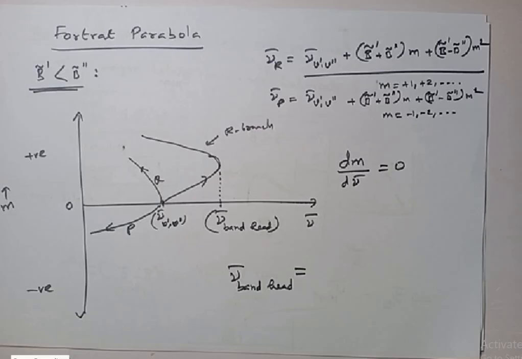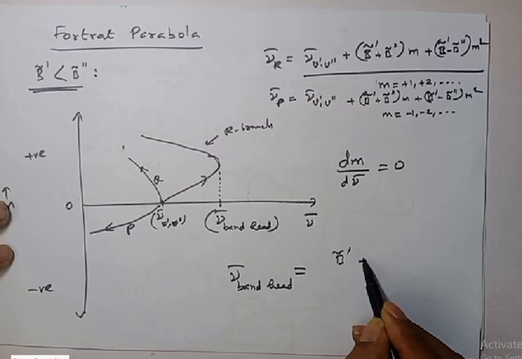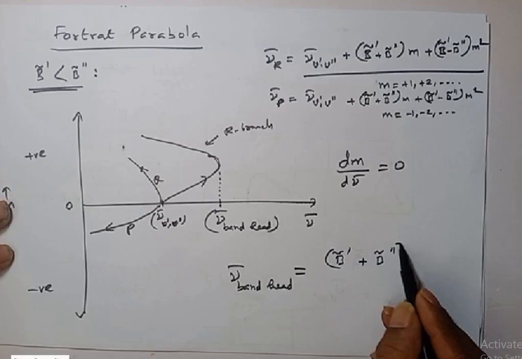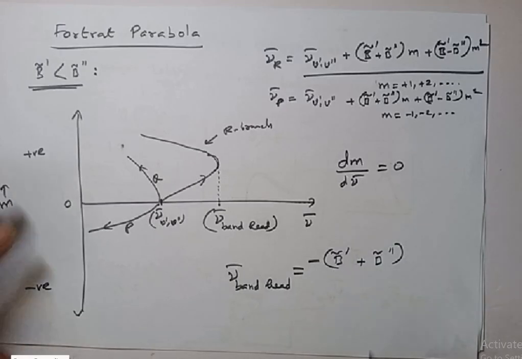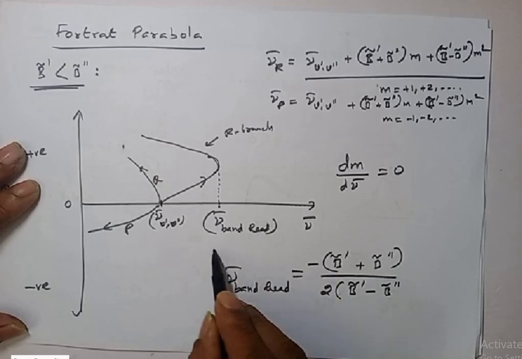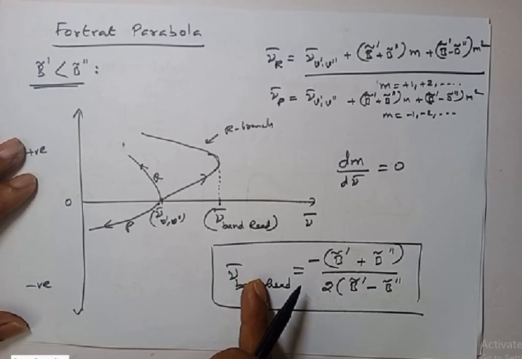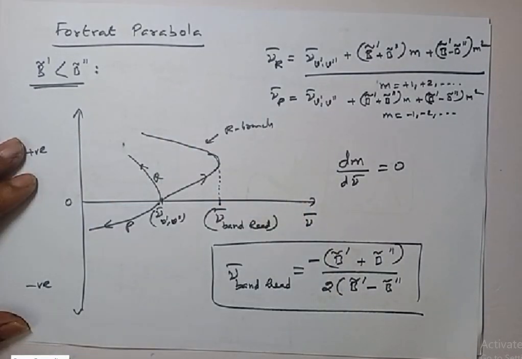Let me give the value directly. The formula is that we get the band head equal to (B prime plus B double prime) squared, divided by 2 times (B prime minus B double prime). Use this formula to calculate the frequency of the band head that appears in the R branch side. Okay, take care.